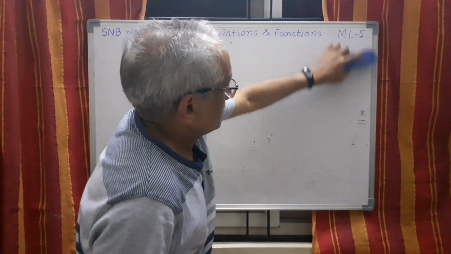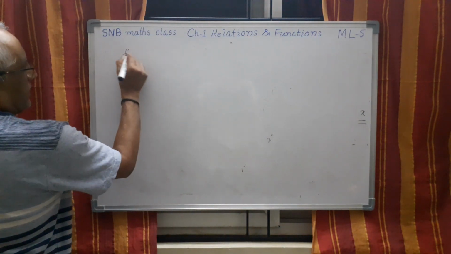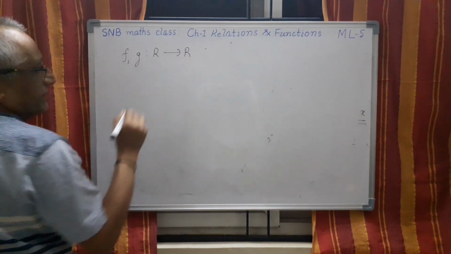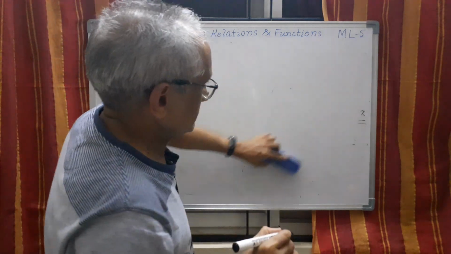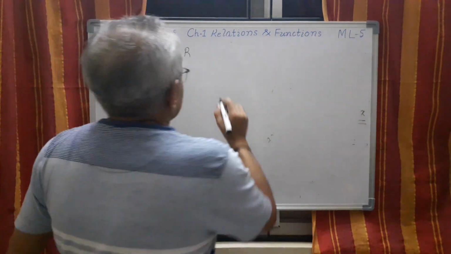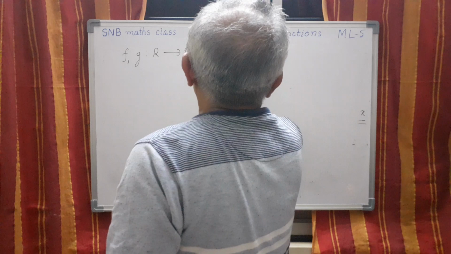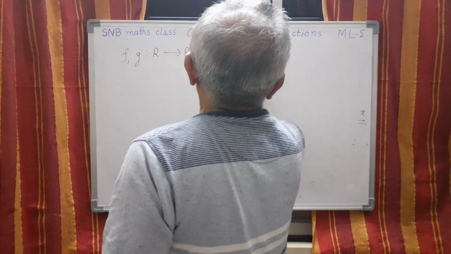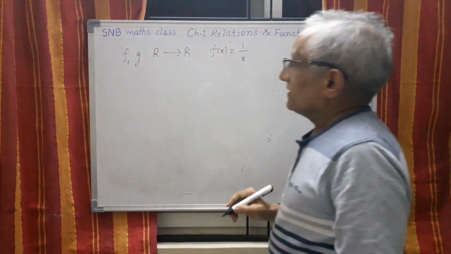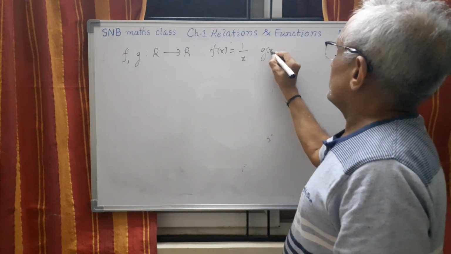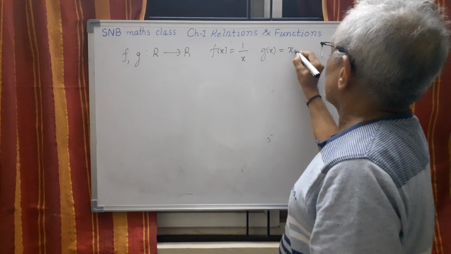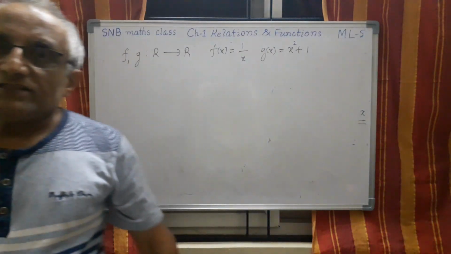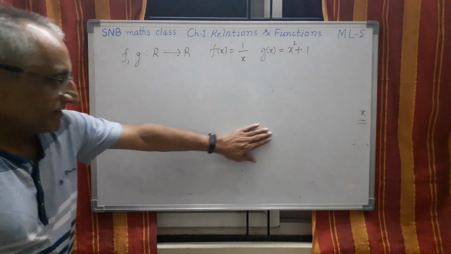Say f and g are both real valued functions, that is, from the set of reals to the set of reals, defined by f of x equal to 1 by x, and g of x equal to x square plus 1. Find f of g of x and g of f of x.